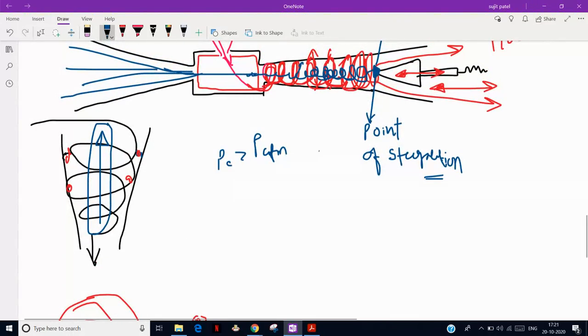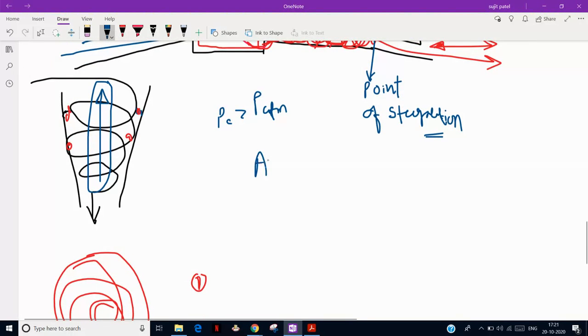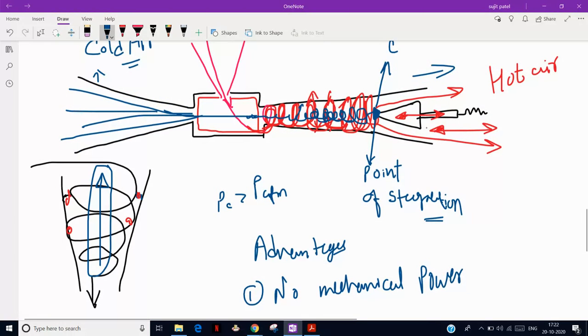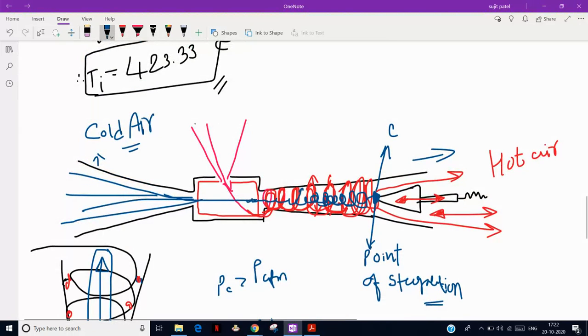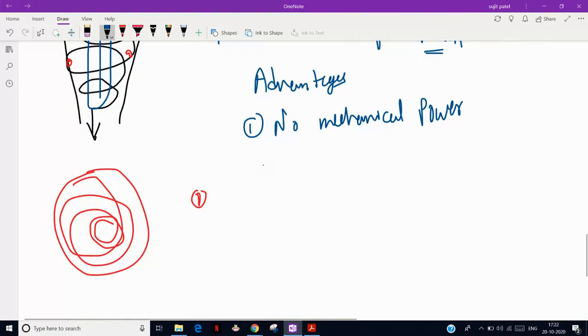So what is the application? Industrial applications where simultaneous heating and cooling is required. Now the advantages and disadvantages. Advantages: there is no mechanical power required. The only power required is to move this plunger to and fro, and if an accumulator is provided there, then it requires power. Otherwise, it will not require any mechanical power. No moving parts, so there is less friction. Easy to construct.